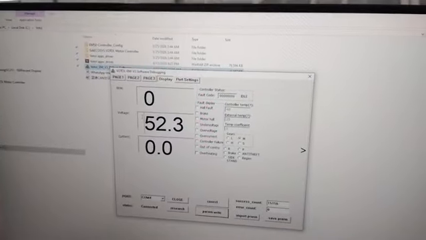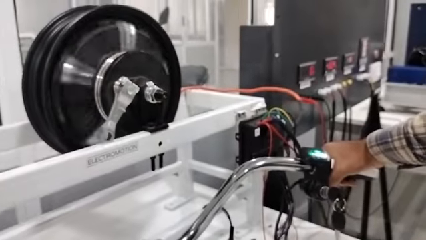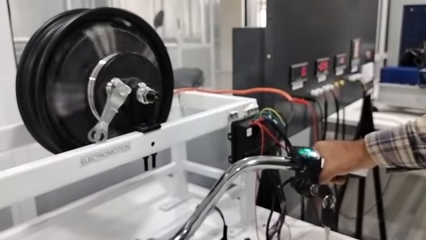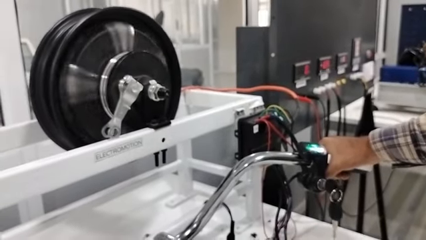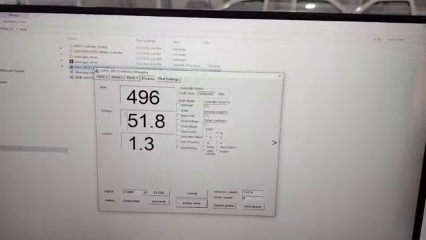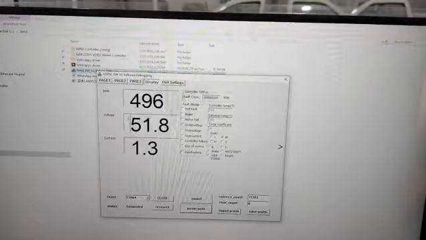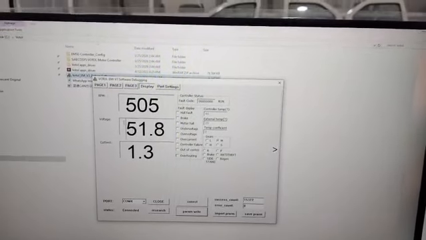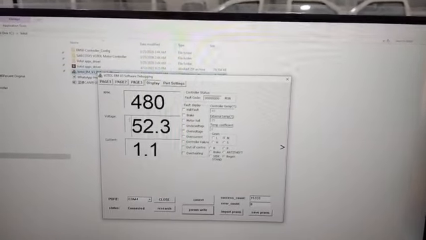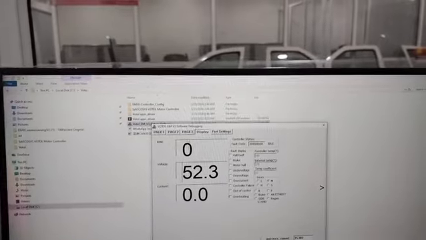So after running at a specific RPM, we have to calculate the power of the hub motor using voltage and current. Also there are multiple tuning factors in this software.